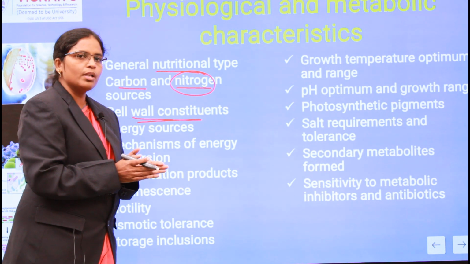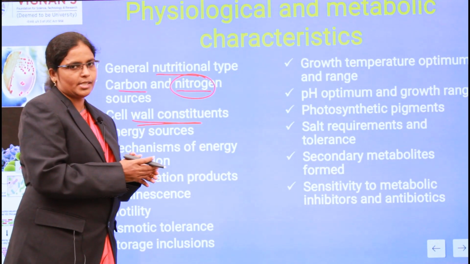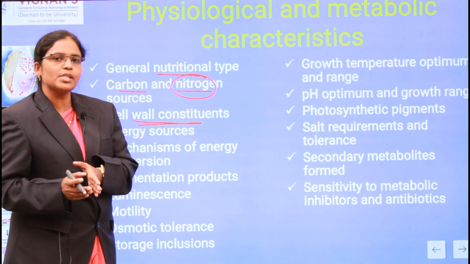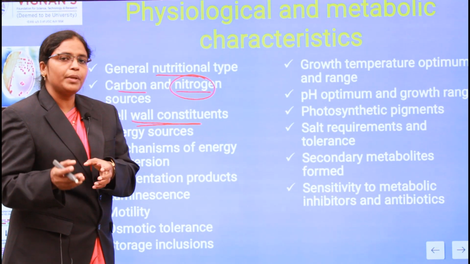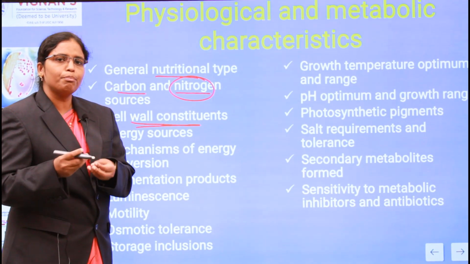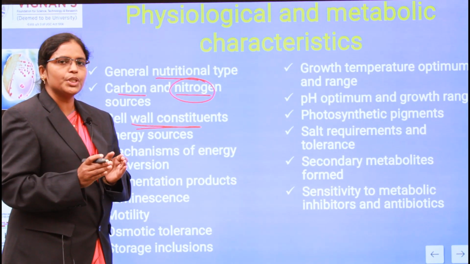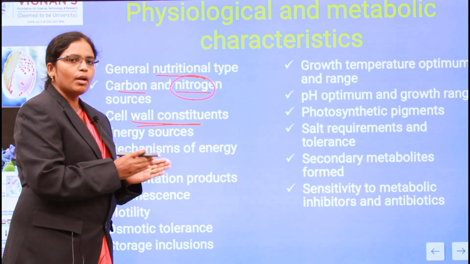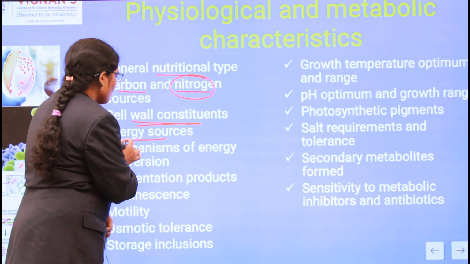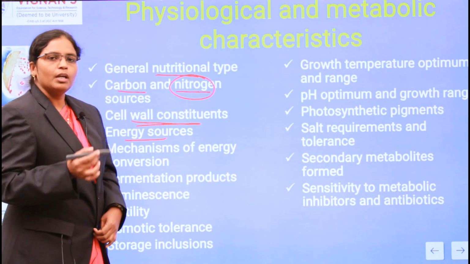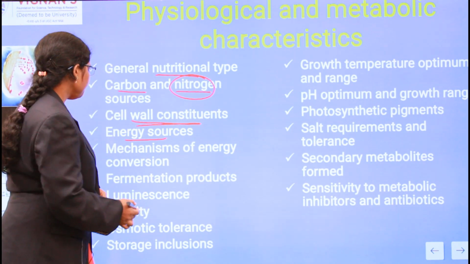Gram positive cell walls consist of a peptidoglycan layer and teichoic acid, whereas gram negative cell walls consist of a lipid layer, with a greater amount of lipid and very little peptidoglycan. So based on the cell wall composition, we can differentiate one organism from another. Next, energy sources. Already mentioned, whether it is using light energy or chemical energy.